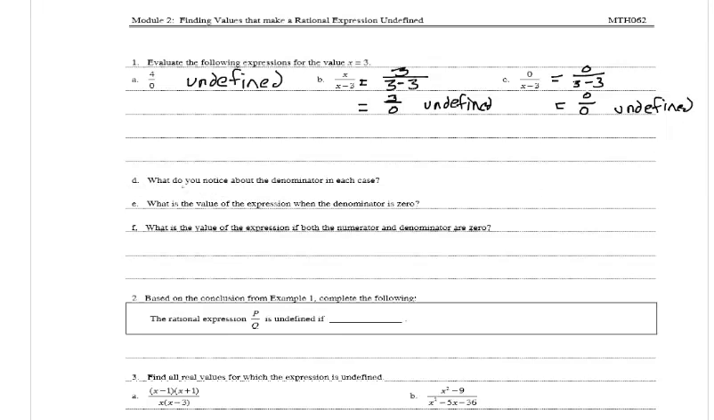In D, it says, what do you notice about the denominator in each case? In each case, we notice that the denominator is equal to 0. In E, we have, what is the value of the expression when the denominator is equal to 0? And the value of the expression is undefined. For part F, we have, what is the value of the expression if both the numerator and the denominator are equal to 0? So this is similar to part C, where we had 0 over 0, and we said it was also undefined.